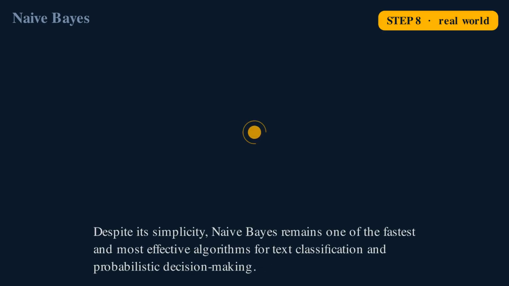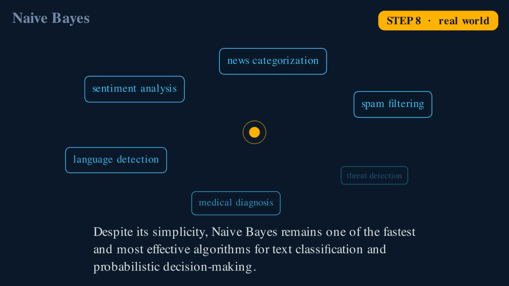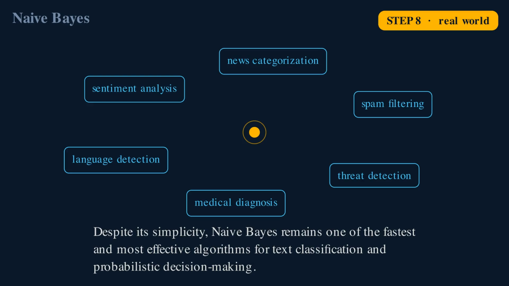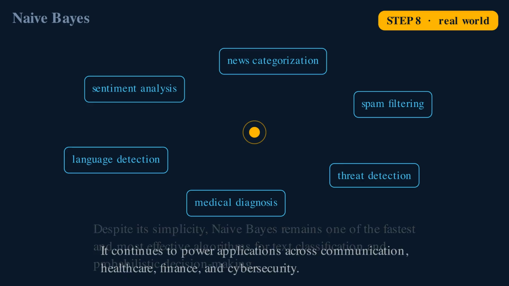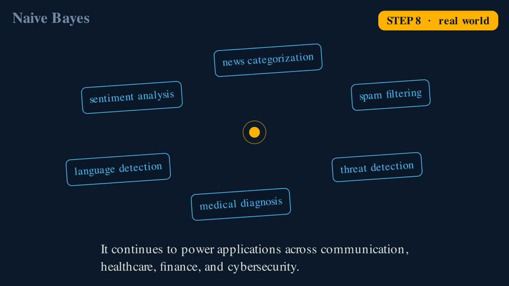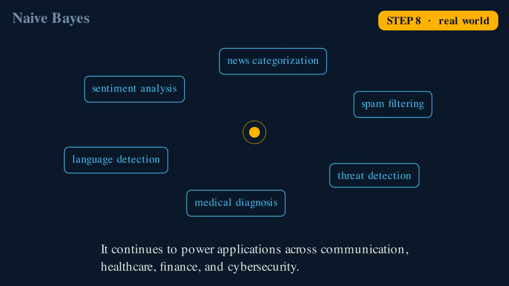Despite its simplicity, naive Bayes remains one of the fastest and most effective algorithms for text classification and probabilistic decision-making. It continues to power applications across communication, healthcare, finance, and cybersecurity.